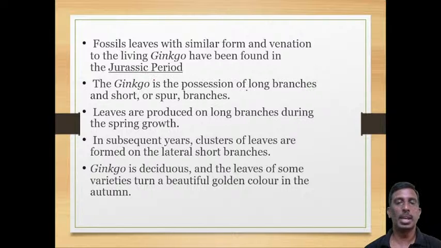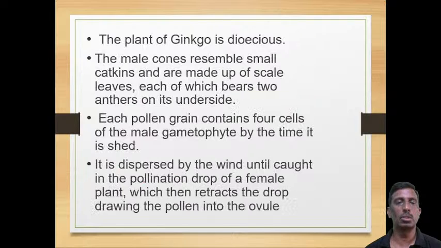It has long branches and short branches. Leaves are produced on the long branches. Okay. So Ginkgo is deciduous. The leaves of some varieties still turn a beautiful golden color in the autumn season. And it is dioecious. So when you look at the male cone, it looks like a catkin inflorescence.